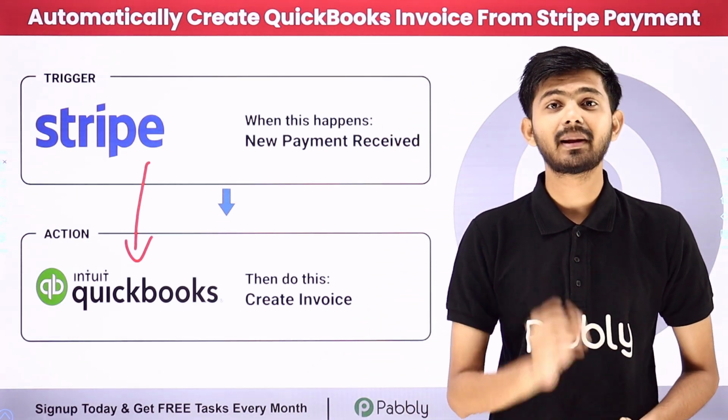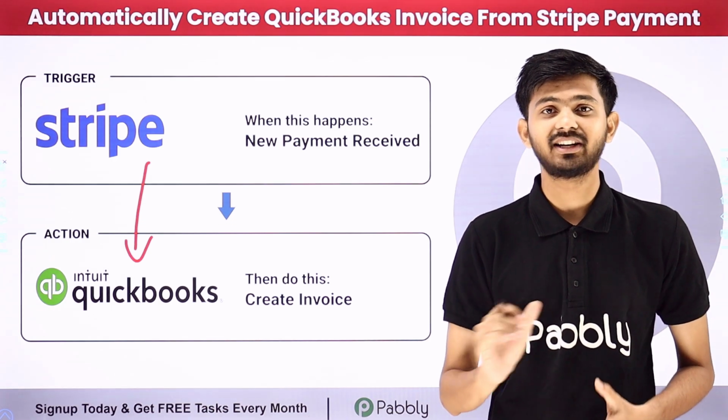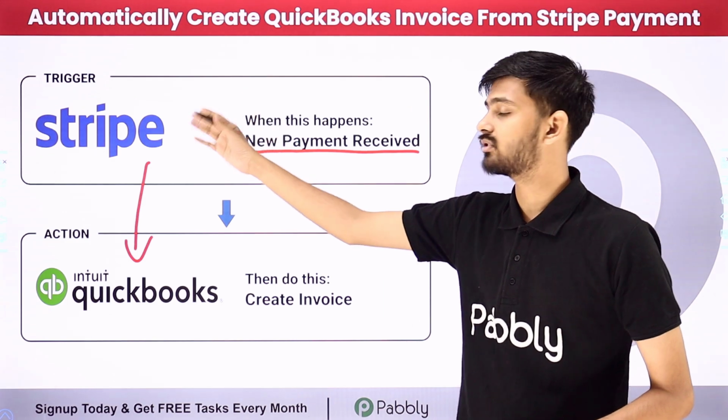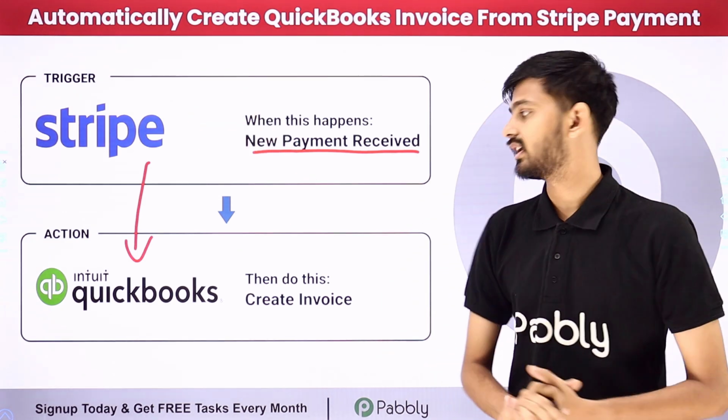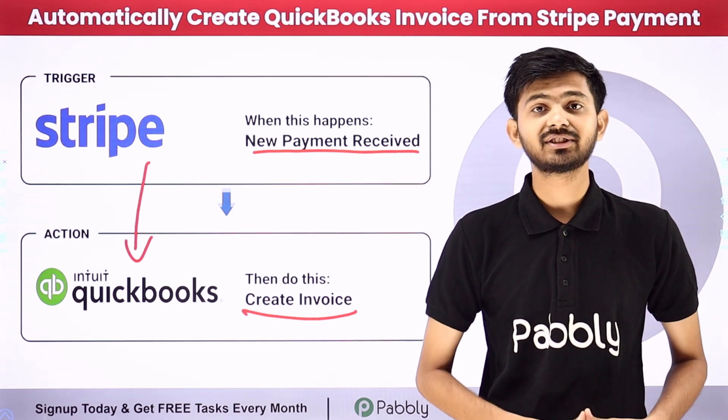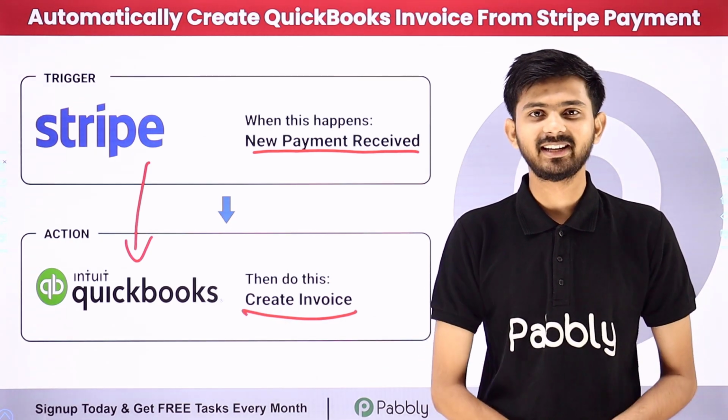So Pabbly Connect is an amazing software for automation and integration. Now with Pabbly Connect, whenever I'm going to receive a new payment in Stripe, then automatically I'm going to create a new invoice in QuickBooks. So how I'm going to build this connection? For that, let me take you to my computer screen.